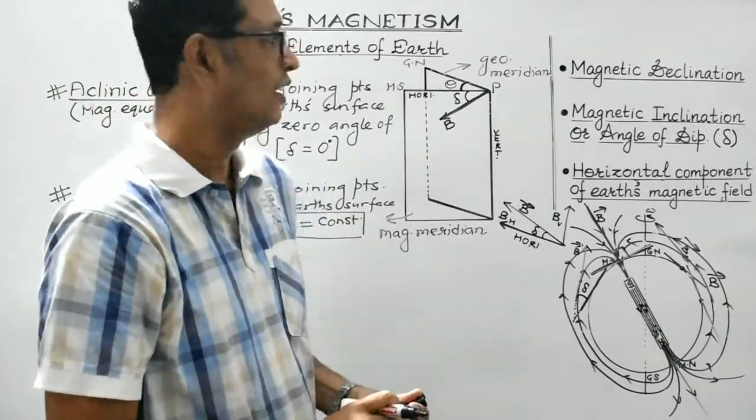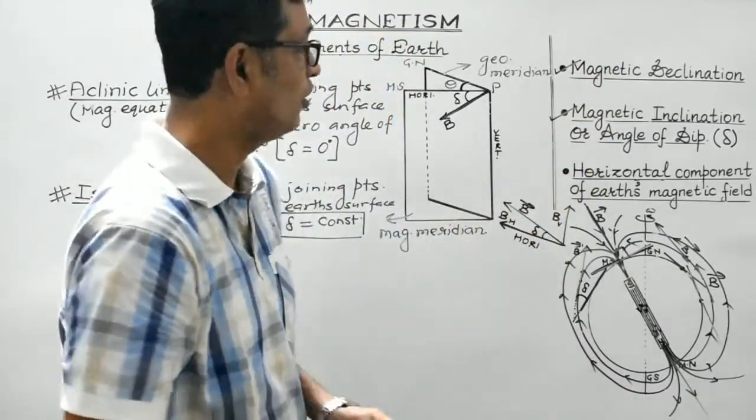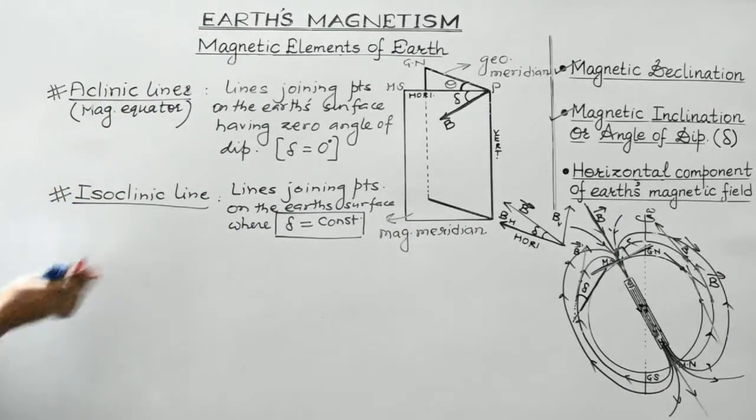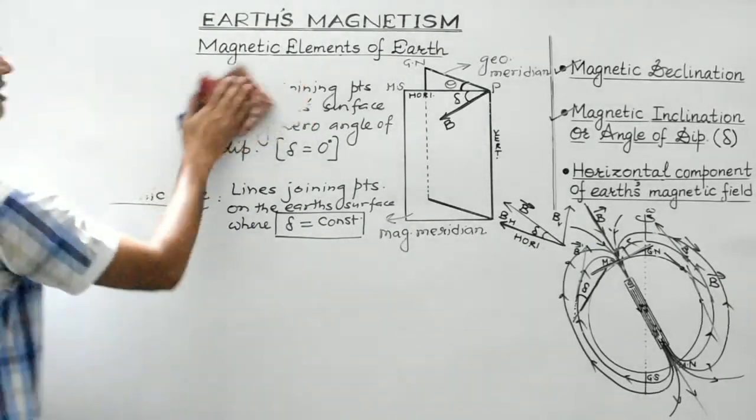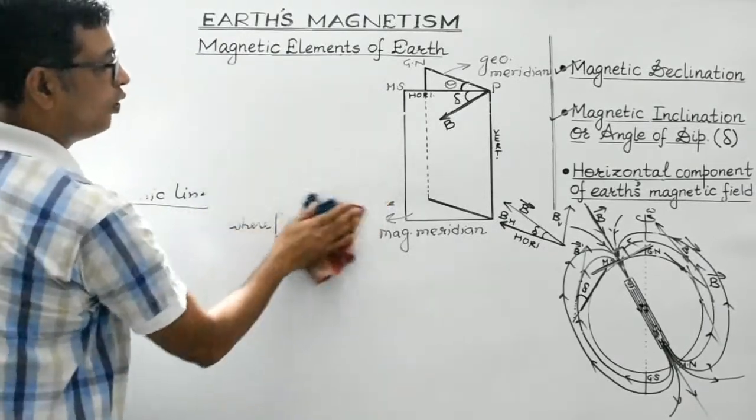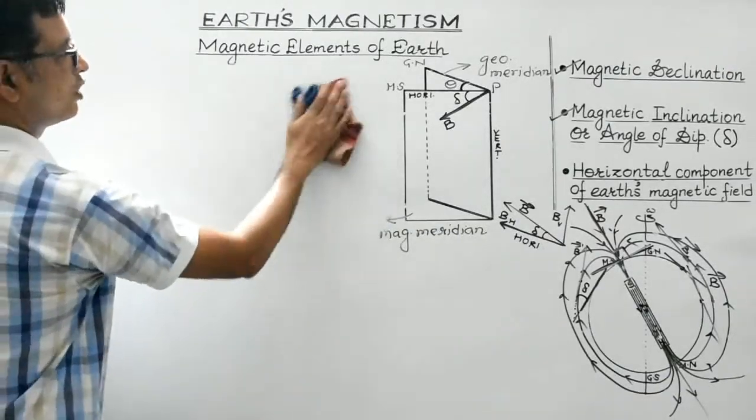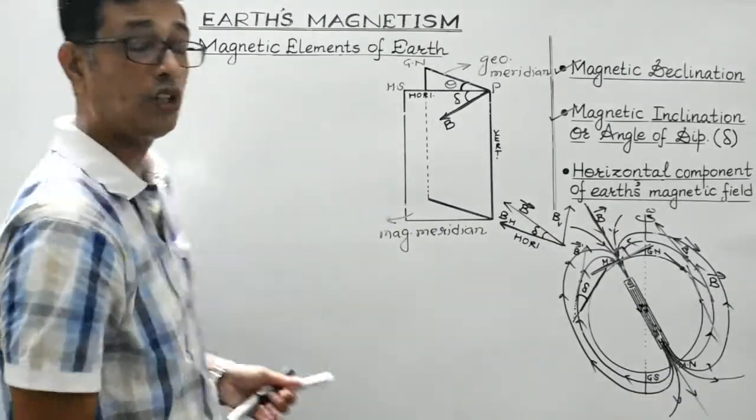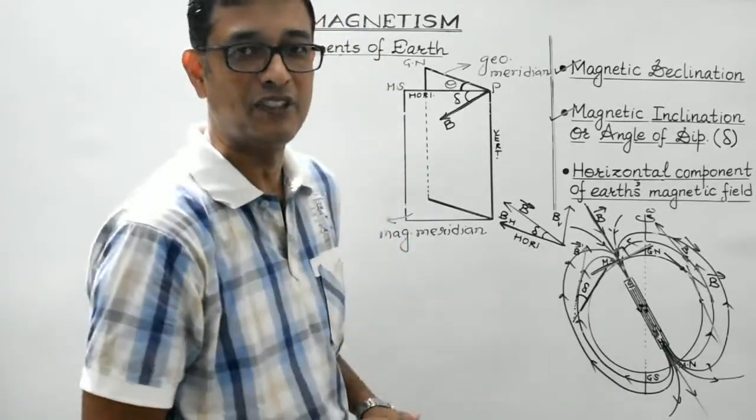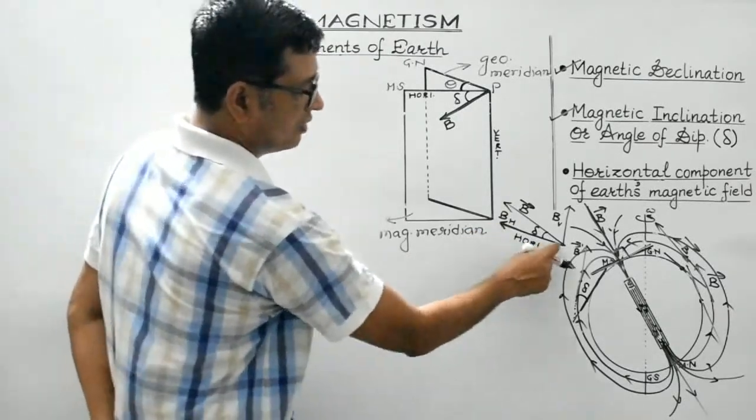Right, students? So we have done magnetic declination and magnetic inclination. Now, third one, horizontal component of Earth's magnetic field. So this we have already discussed. It is basically the component of Earth's magnetic field along the horizontal. Nothing new in it. I repeat, students, the component of Earth's total magnetic field along the horizontal is known as horizontal component of Earth's magnetic field. Right? So, this is already represented over here.